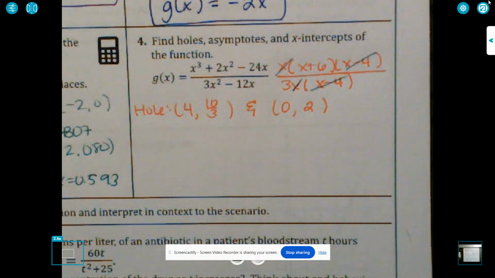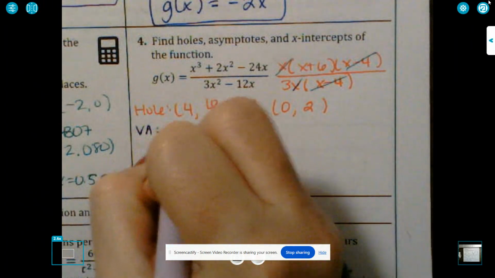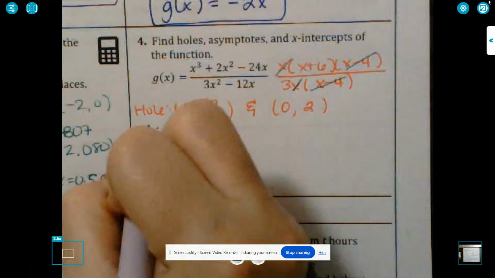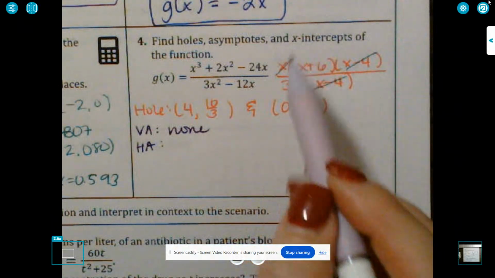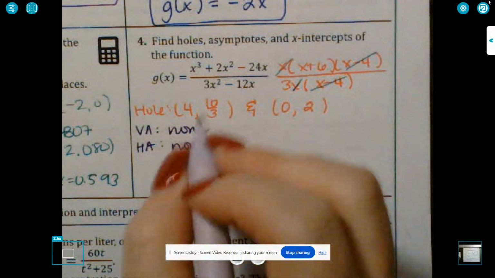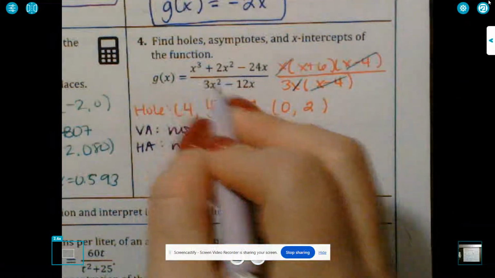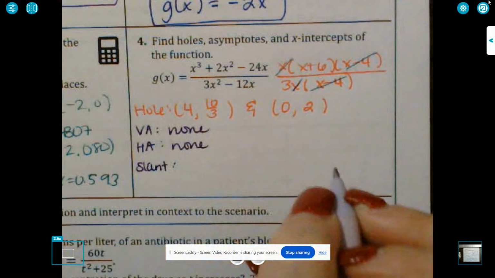All right, vertical asymptote. Once you simplified the bottom, there were no x's left in the bottom, so we do not have a vertical asymptote. Remember, horizontal asymptote, again, is Bobo-Botten. So bigger on top is Botten, so that is none as well. We do have a slant because we are exactly 1 degree larger on the top than the bottom. Okay, so we do have a slant.